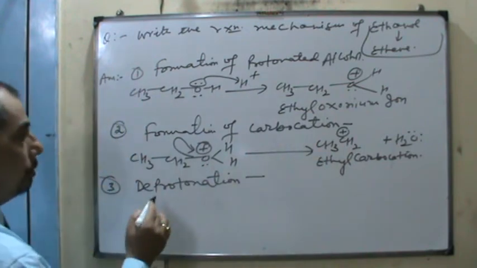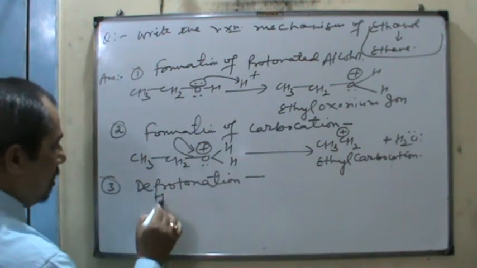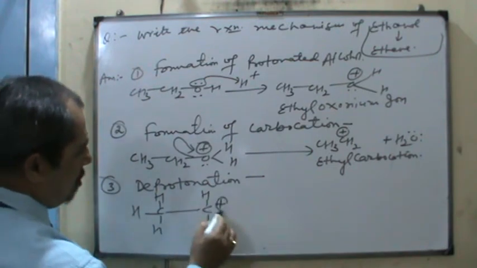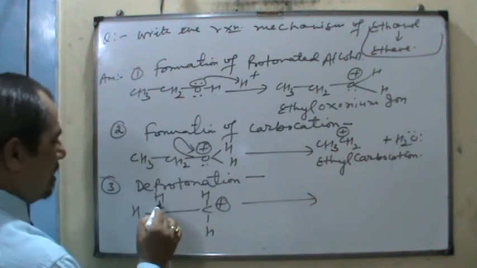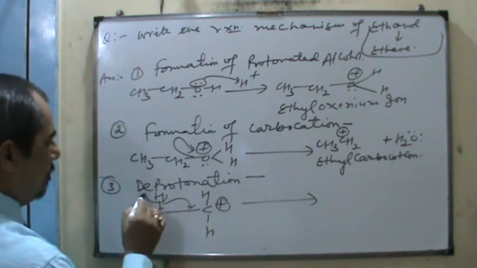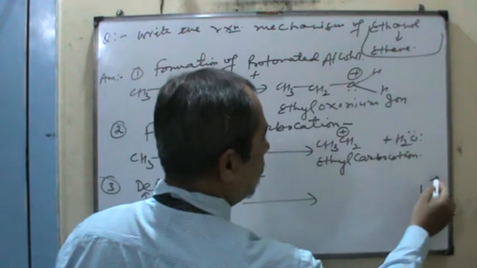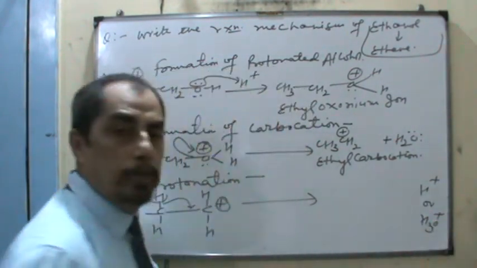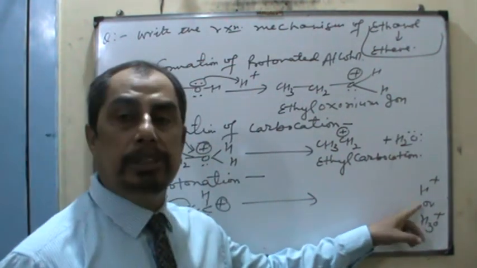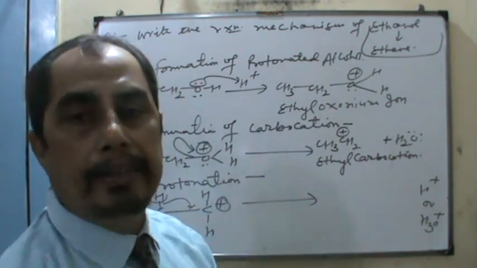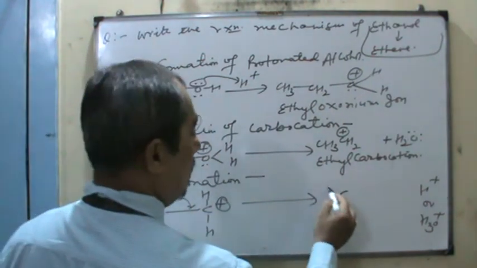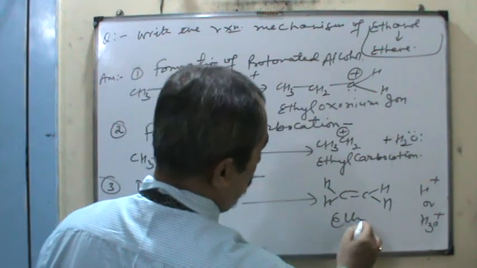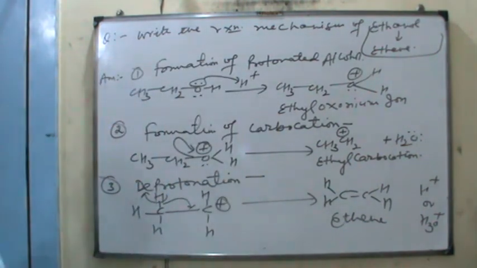Third is the deprotonation. So see here, CH3CH2 positive charge, and this H will go out now. H plus is out in the form of H3O positive, H positive plus water that combine to form hydronium ion, and then ethene is obtained. Right. So we have proved that ethanol to ethene.